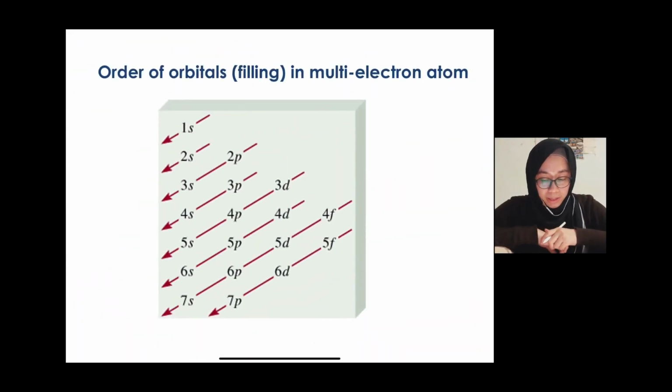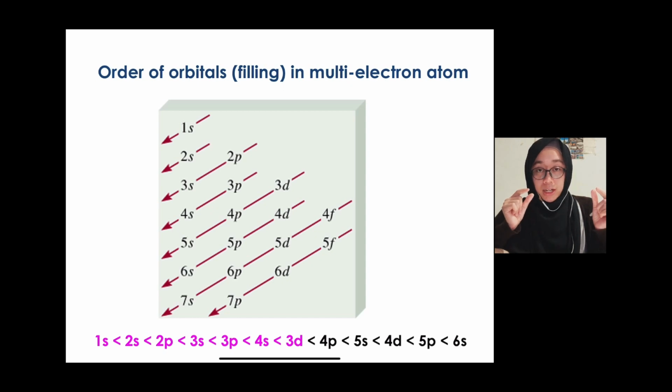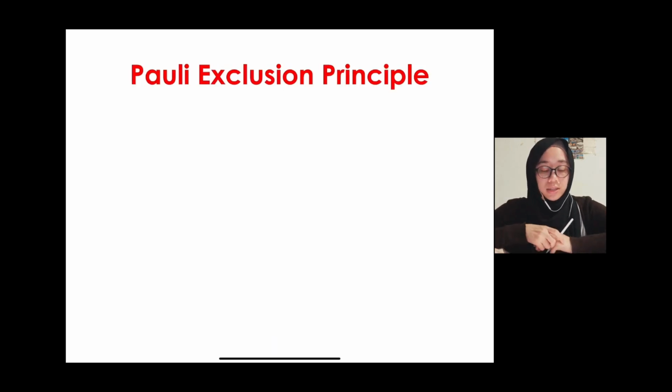Okay, so let's go back here. So in this case, yang ni dah dilukis kepada kamu tadilah. Okay, so notice that there's a pink, the one yang in pink. So those are the one yang kamu kena take note. So next, let's go to Pauli exclusion principle.